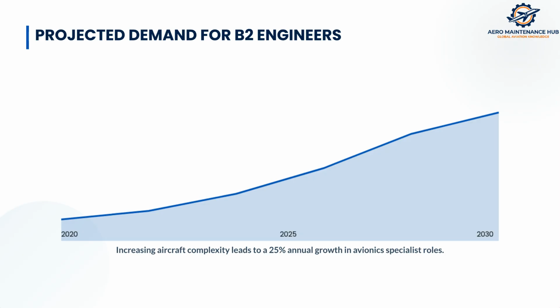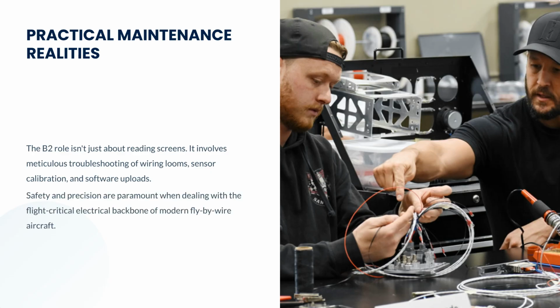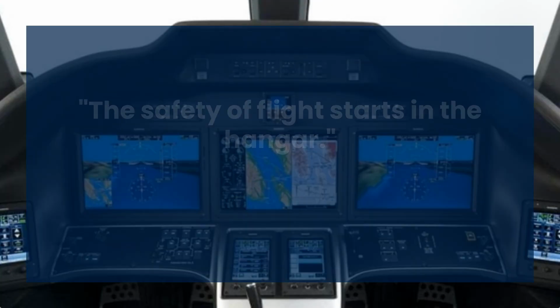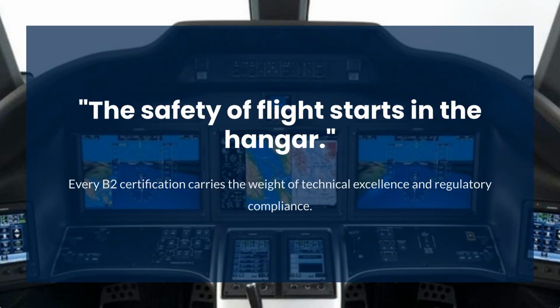Practical maintenance realities involve meticulous troubleshooting, sensor calibration, and software uploads. Safety and precision are paramount when working on the flight-critical electrical backbone of modern aircraft. Remember, the safety of flight starts in the hangar. Every B2 certification requires technical excellence and strict regulatory compliance.